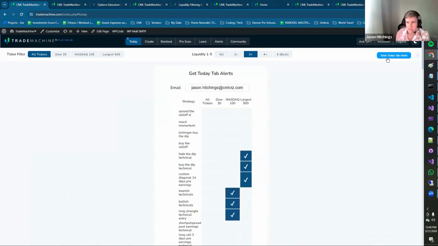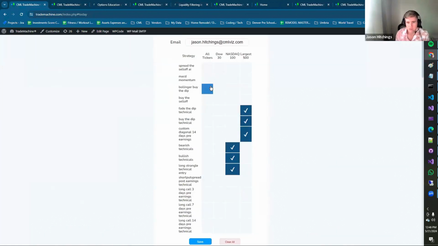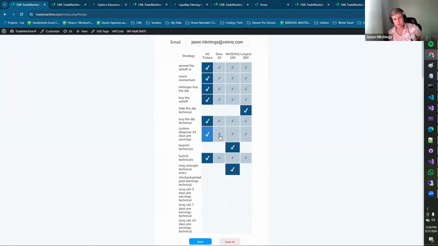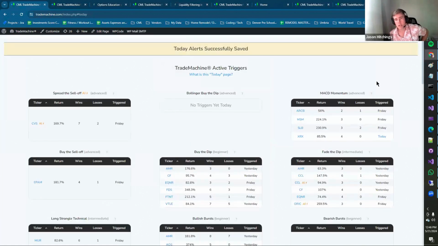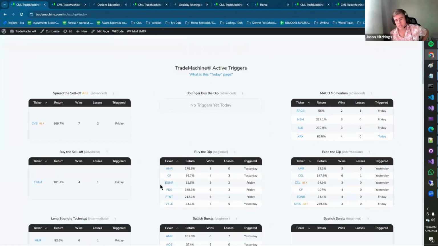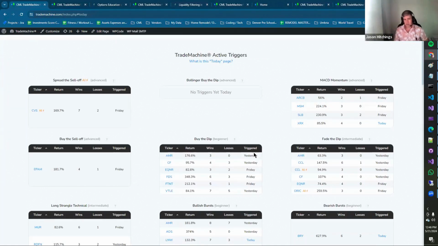What you can do is set Today tab alerts, and if there are strategies that you want to follow, you can click here and you'll get an alert very quickly, within 5 or 10 minutes, on anything new that shows up for the tickers and strategies that you care about. And you can just go down and say, I want everything, if that's what you want. That will come to your email. So if you don't want to sit there and stare at it and refresh all the time, you can get an email alert that way.